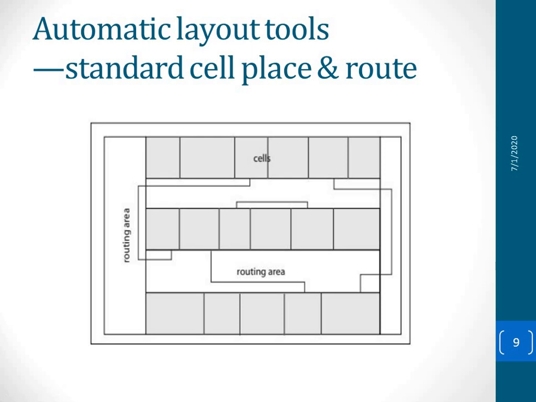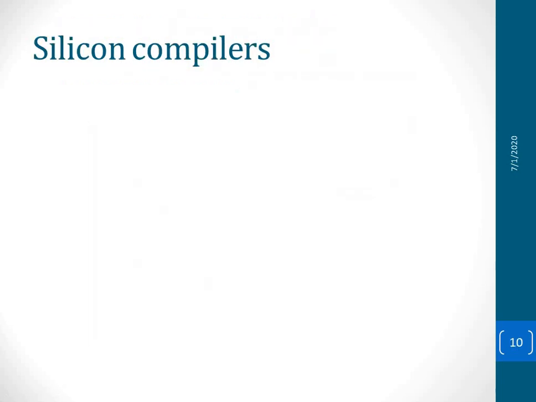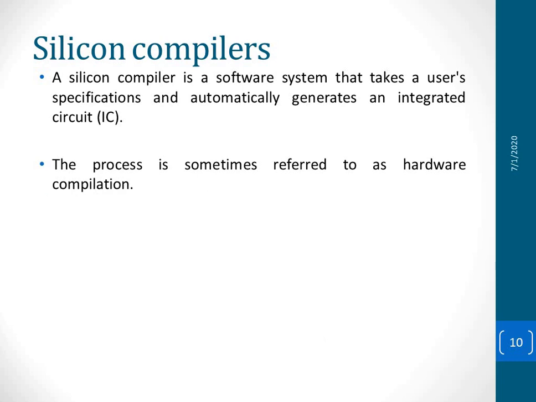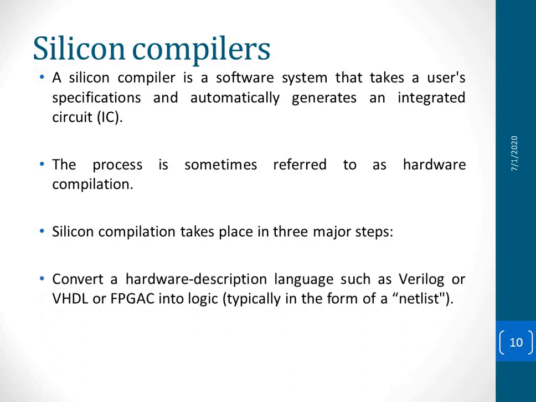First is the cell generator and the second is the standard cell place and route. Next we look at silicon compilers. A silicon compiler is a software system that takes a user's specification and automatically generates an integrated circuit. The process is sometimes referred to as hardware compilation. Silicon compilation takes place in three major steps.